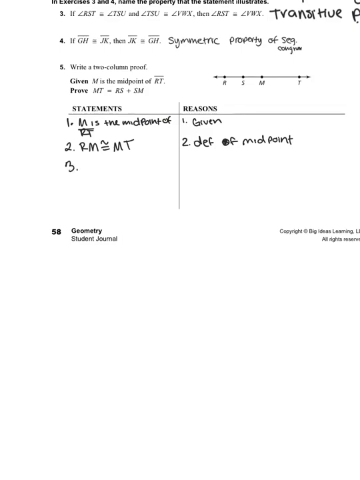Now, for the third part, so we know that these two are congruent because of the definition of the midpoint, but now I need to actually look at this side, right? So we know that RM, I could break that up, and I could say the measurement of RM is equal to RS plus SM. So this is just the segment addition postulate.